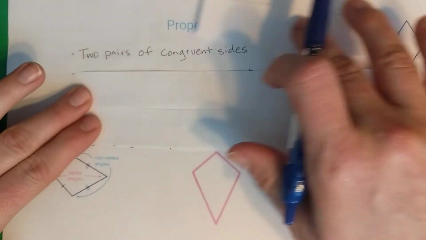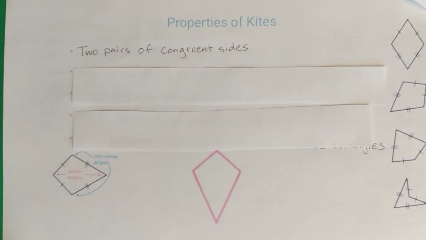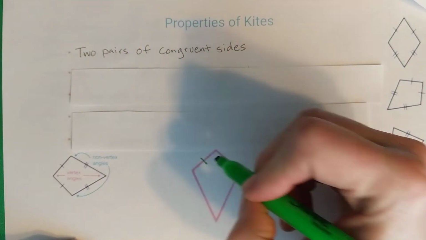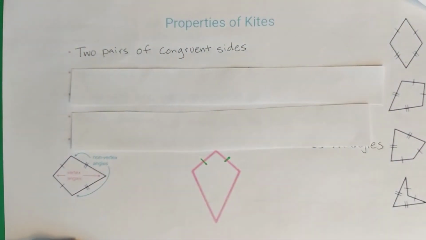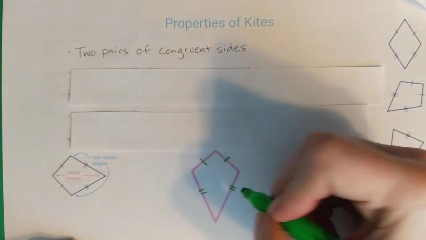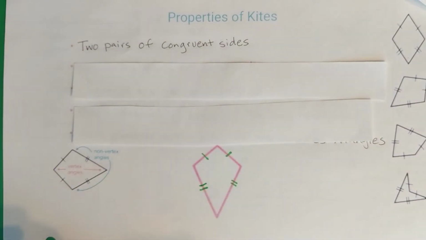So a kite is a quadrilateral with two pairs of congruent sides. As you can see in my drawing down here, the short side would be congruent to the other short side. This longer side would be congruent to the other long side. And if you guys will fill out your Jamboard while you watch this, please.